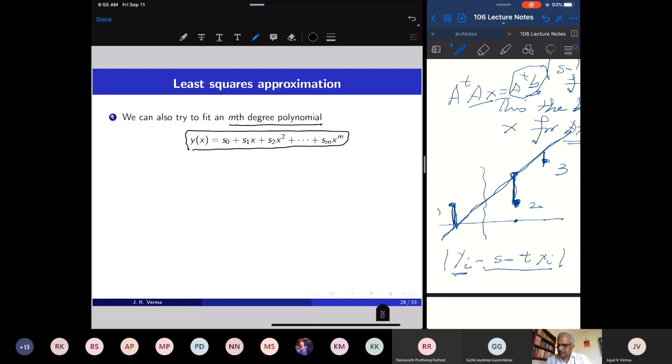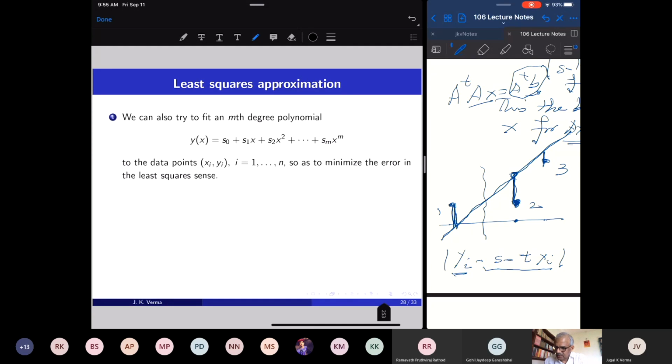So how do we do that? The principle is the same. These are the data points (xi, yi). The input will be here, and this mth degree polynomial will give me some output. The actual output is yi. So I try to minimize yi minus y(xi) in the least squares sense. The unknown quantities are s0, s1, s2, ..., sm.